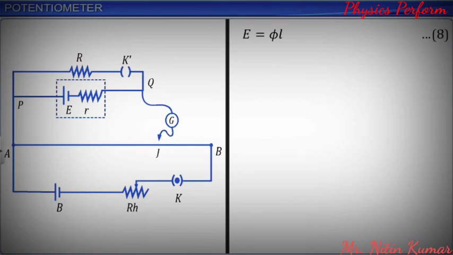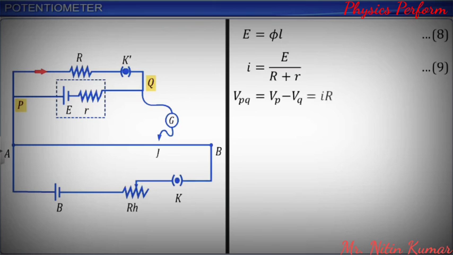When K' is pressed, the resistance R is included in the secondary circuit. The current through the cell I is equal to E by R plus r. Let this be equation 9. Then the potential difference across points P and Q, which is the terminal voltage of the cell, VPQ, is Vp minus Vq is equal to I into R. This is in keeping with Ohm's law. Let this be equation 10.